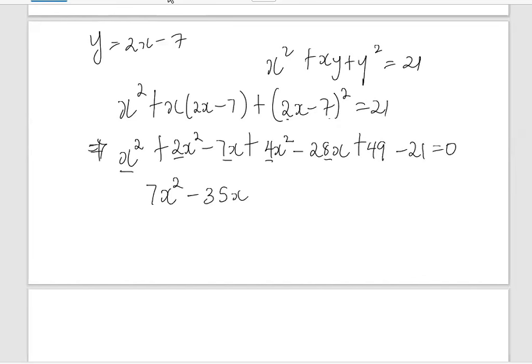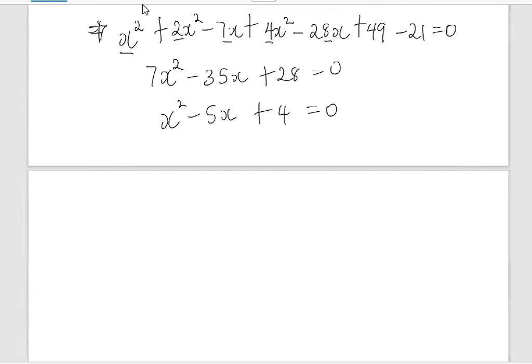And then what is 49 minus 21? That gives me, is it a 28? It looks like a 28. Minus 21, which is a 28. That's correct. Is equal to 0. Divide through by 7. This is x squared minus 5x plus 4 is 0. Factorize this out. We're going to have x minus 4, x minus 1. Meaning that either x is a 4 or x is a 1.